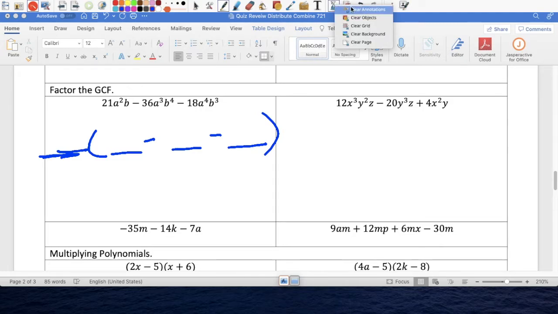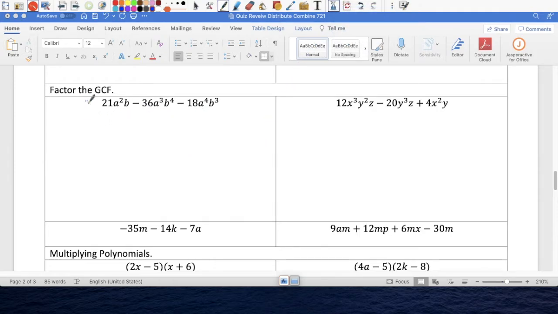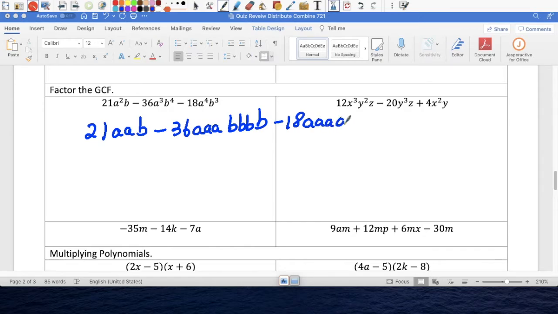Let me, before I do that, I'm trying to figure out if I can do this. I'll do this for this problem. So I'm just going to expand that. So a cubed is a times a times a, and b 4 times. And then 18 is a times a times a 4 times, and b 3 times.